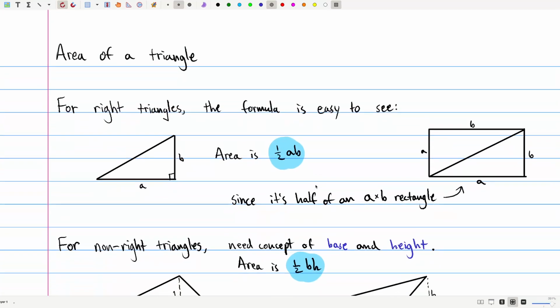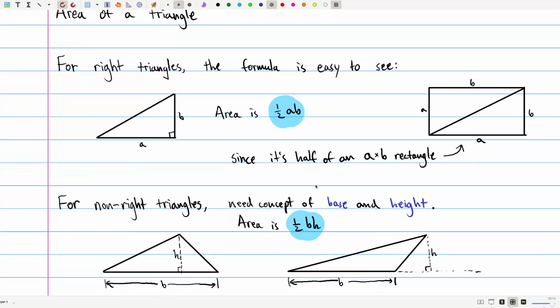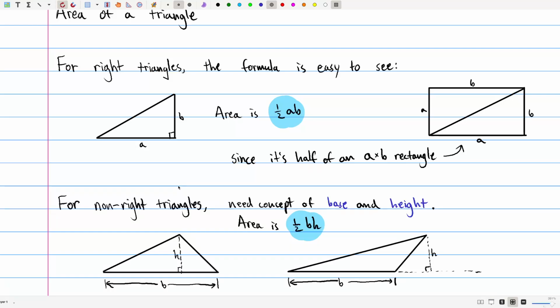So let's remember how non-right triangles work. We need the concept of the base and the height for a non-right triangle. Once you choose one of the sides to be the base, the height is where you drop an altitude from the remaining vertex down to the line that contains the base. So for this triangle, this altitude ends up lying right on the base. But for this one with an obtuse angle adjacent to the base, the altitude actually ends up going outside.